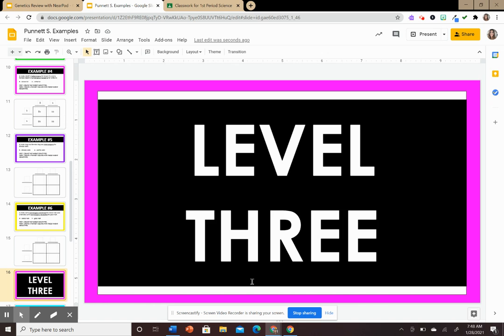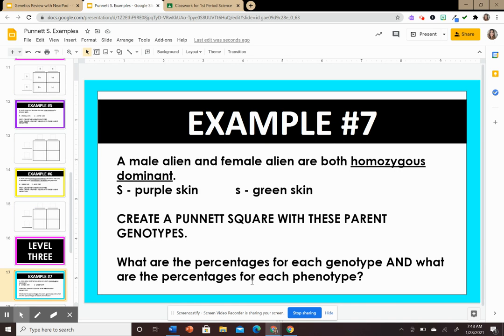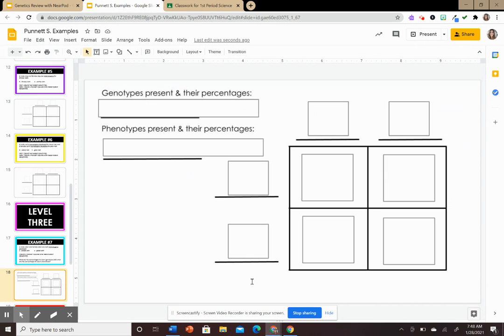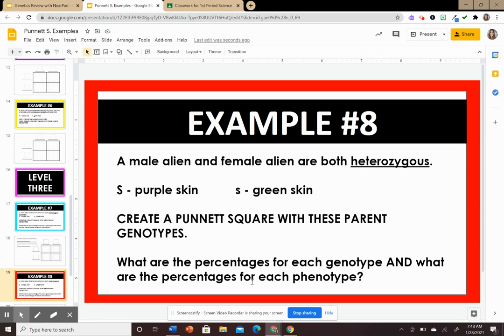Now, level 3 is where it gets a little tricky, but this is important that you know how to do this because I'm definitely going to ask you how to do this on your test, okay? So it'll be the same thing like the other examples. You have to figure out the parent genotype. So let's go to example 8.